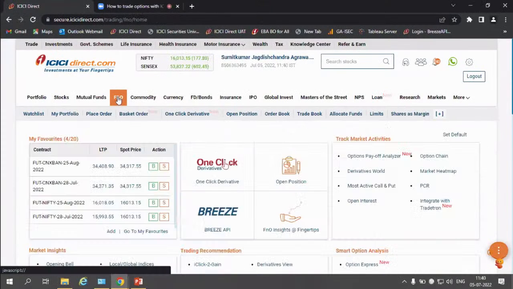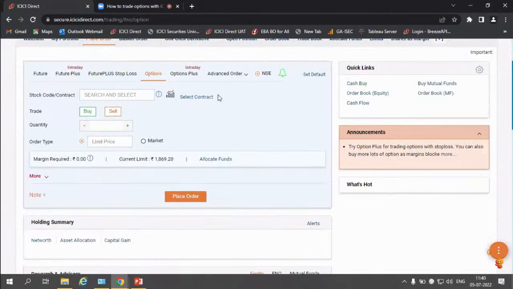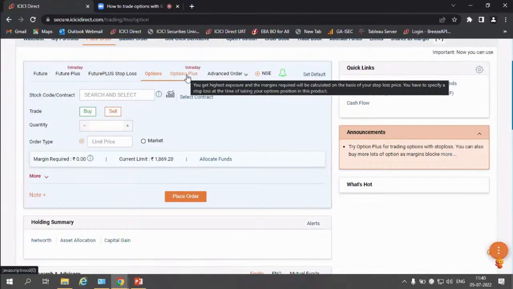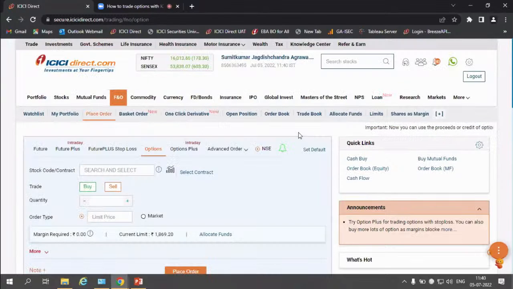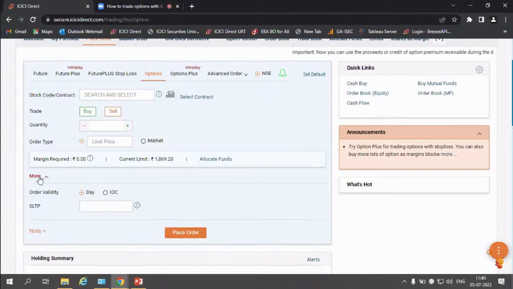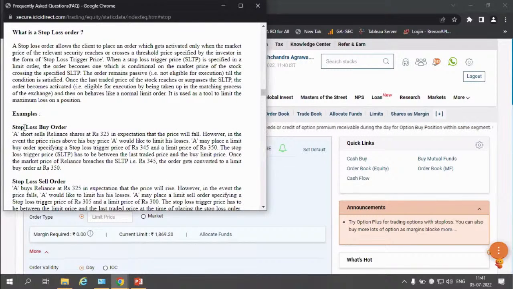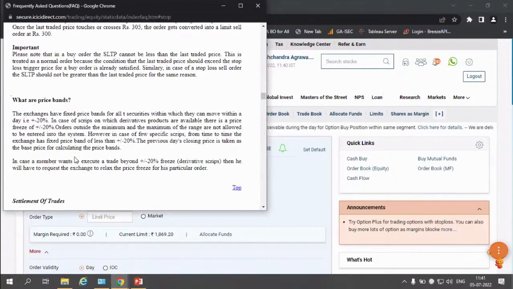Please explain how to buy options with a stop loss. So all you need to do is go onto the FNO, go onto place order, and take an option. Option Plus is an intraday product, and Options is the positional product basically. If you click here on more, you will see the order validity and a stop loss. Once you click on the stop loss, you will be able to understand what a stop loss order is. All these examples are actually given for the people who would like to trade it.